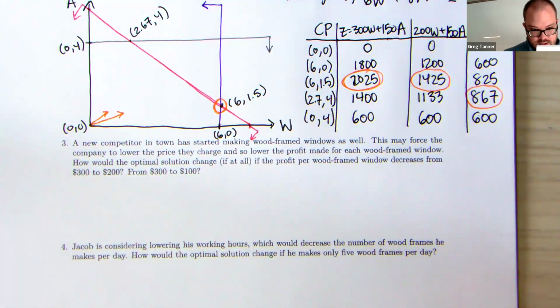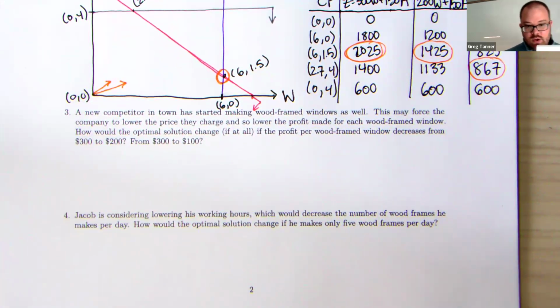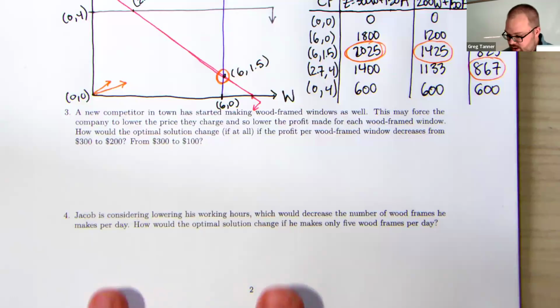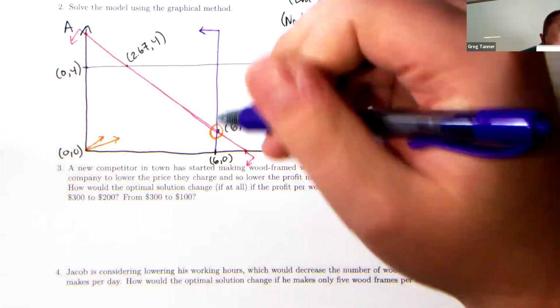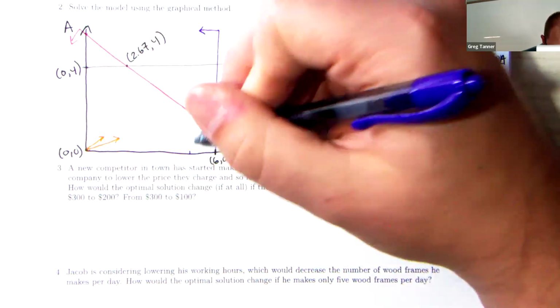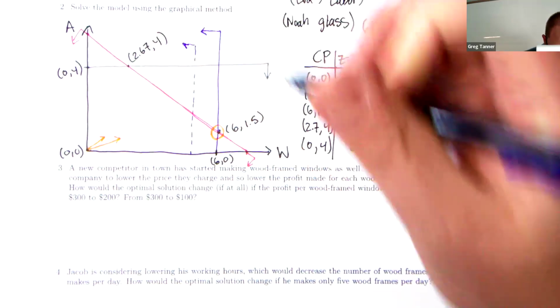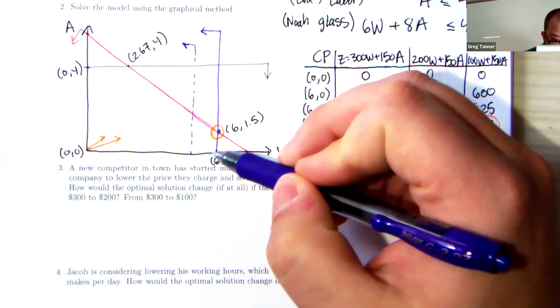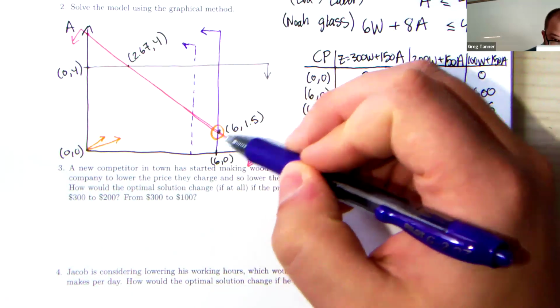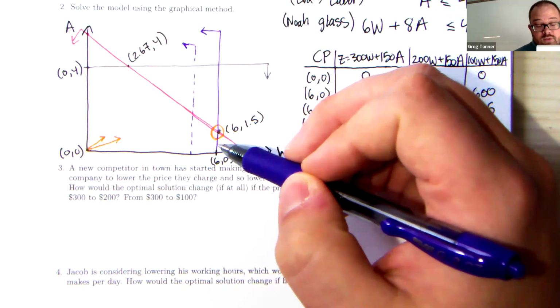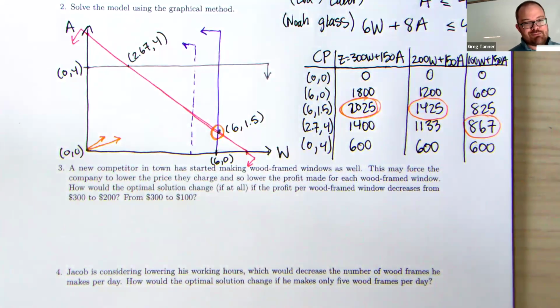Okay. Let's look at this last one. Jacob is considering lowering his working hours. Let's reset the objective to the original one. But he's reducing his working hours making wood frames to only 5 wood frames per day. If we think of that, that would move this line over to 5 here. Let's draw that on here. What you'll notice is it cuts off this portion of the feasible region. So what was before a feasible, optimal solution is no longer feasible. And if it's not feasible, it can't be optimal.